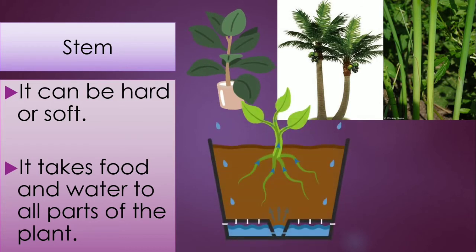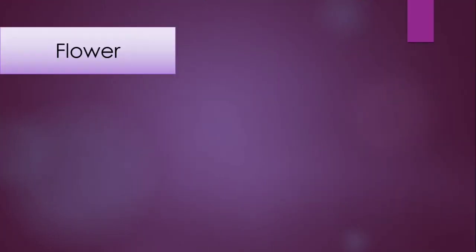Stem takes the food and water to all the parts of the plant. It means when the root absorbs the water, the absorbed water enters into the stem. Afterwards, the stem takes the water to all the parts of the plant. And also food. When the food is prepared by the leaf, the food reaches the stem. Then the stem takes the food to all the parts of the plant. Like this, the stem is a very important part of the plant.